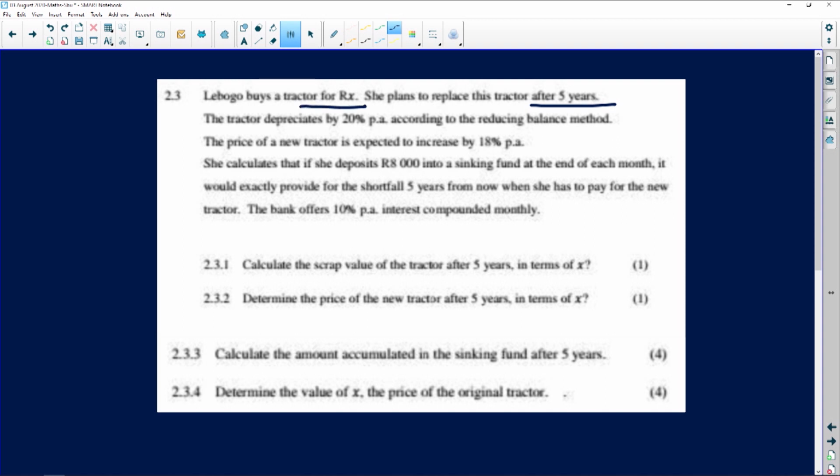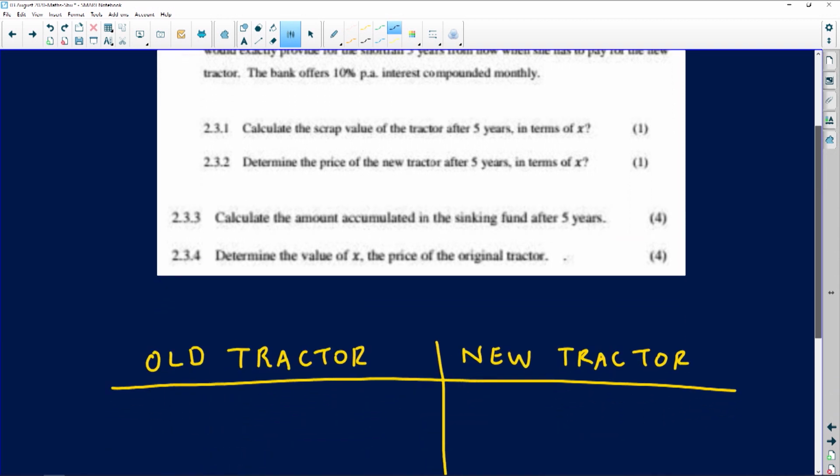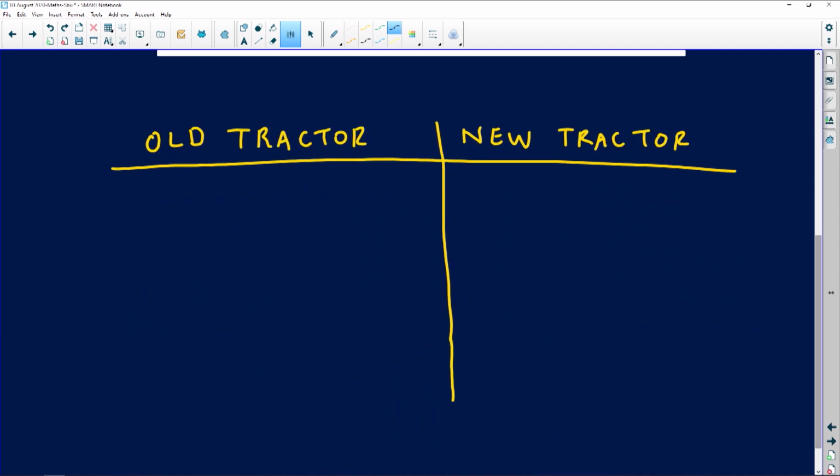The tractor depreciates by 20% per annum according to the reducing balance method. Now, which one is depreciating? Obviously, the one that he bought, the one that he is owning, is the one that is undergoing depreciation. This one is definitely going to depreciate. It depreciates for whatever the story that you might be given there. So again, like I say, this is actually a paying question.